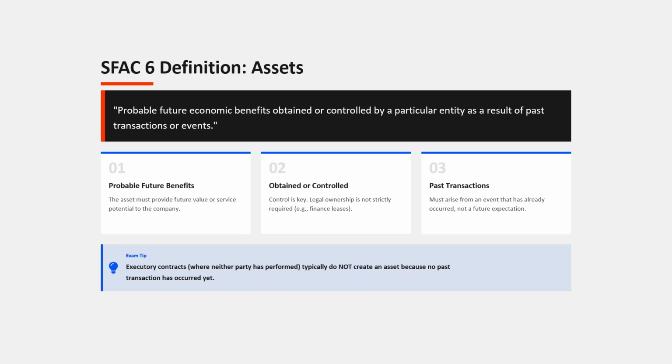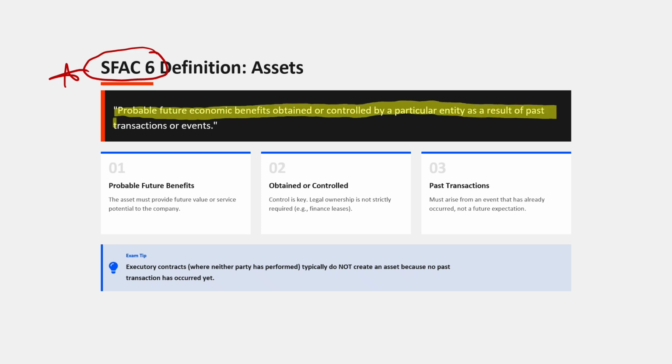So here we have the SFAC 6 definition of assets. What is an asset? Basically, assets are probable future economic benefits obtained or controlled by a particular entity as a result of past transactions or events. I have an accent. I hope hearing it is not very boring for you, but I'm going to split it into several groups.